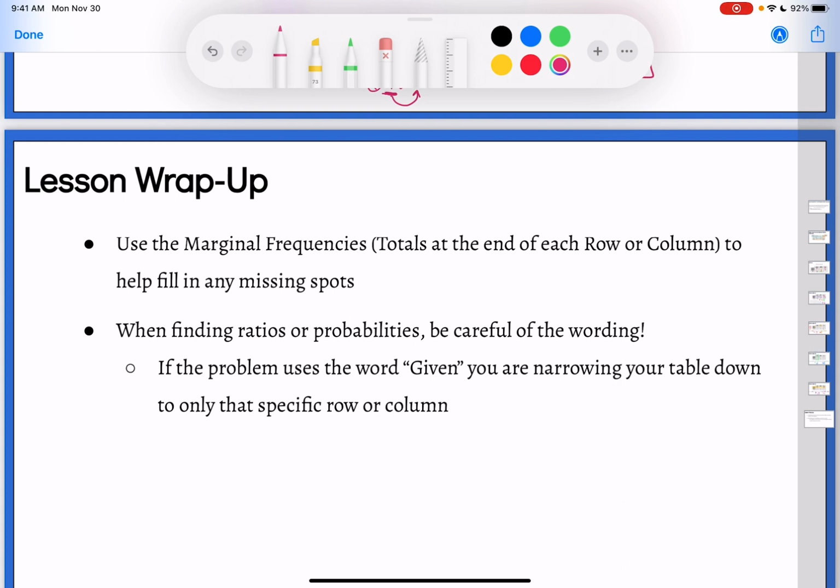If you see that word given though, given that they are a boy, given that they eat breakfast, that is a for sure sign that you are going to be narrowing your table down to a specific row or column. So that's a really key indicator. Sometimes it doesn't necessarily have that word, but that is definitely a good word to help you know that you're going to narrow down the table. All right, good luck with your two-way tables.